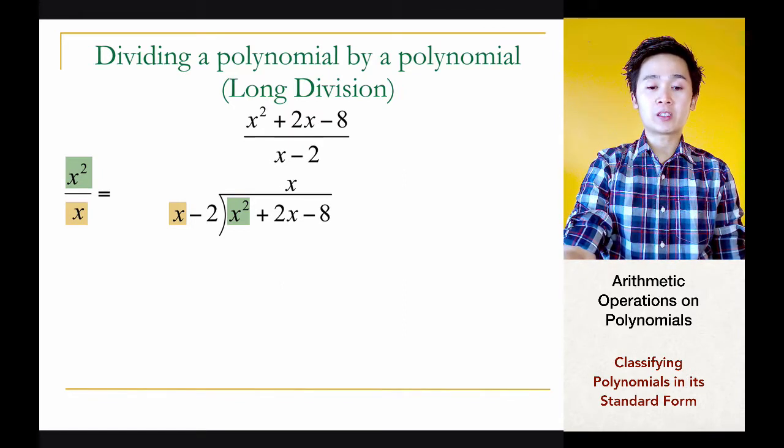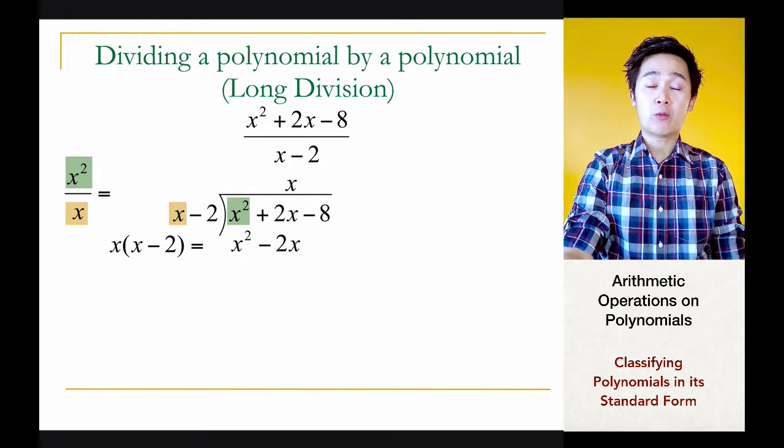And just like long division, after you find your first term, you multiply it back to your divisor, and x times x minus 2 is simply equal to x squared minus 2x. And just like long division, we're going to subtract it from our x squared plus 2x to get our new polynomial by changing the sign of our bottom polynomial. So x squared minus 2x by subtraction will turn into negative x squared plus 2x.